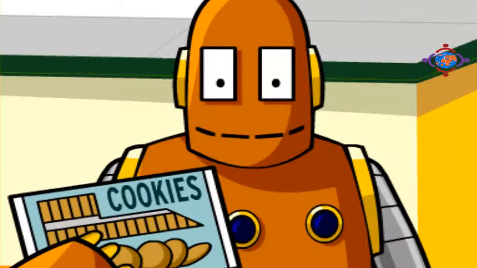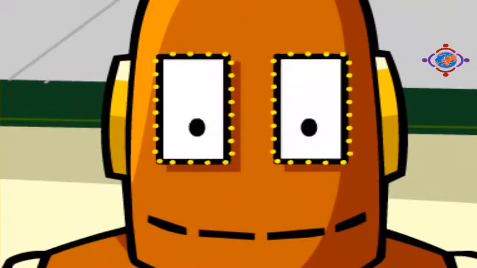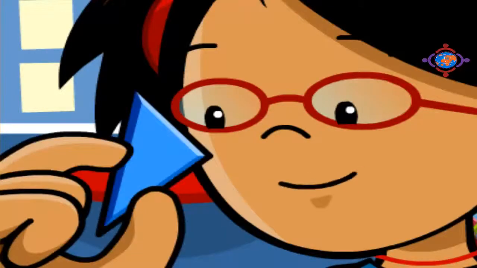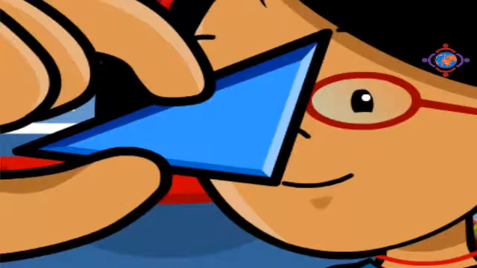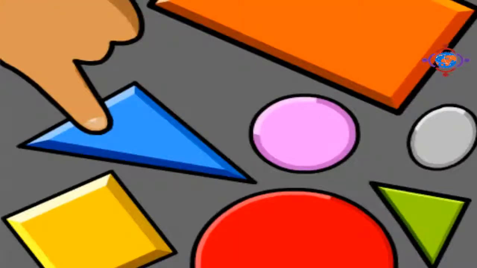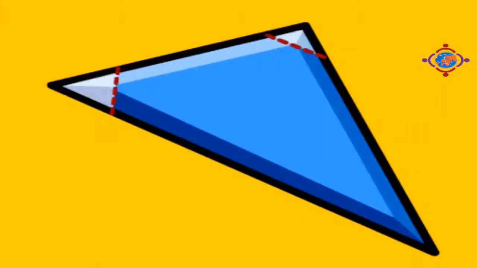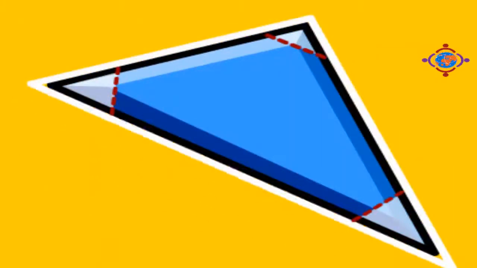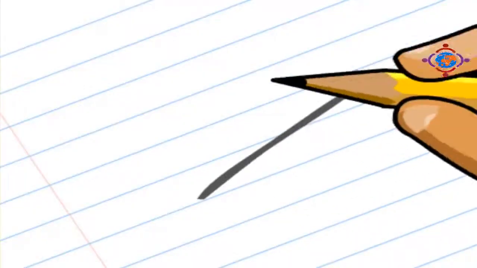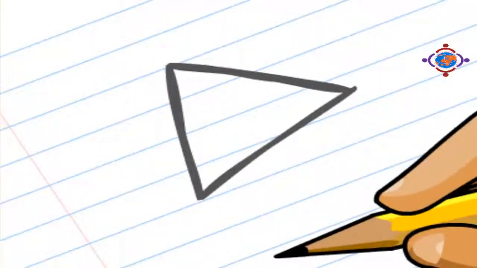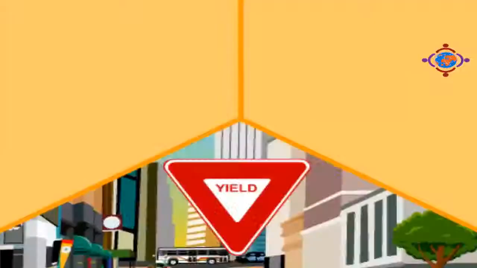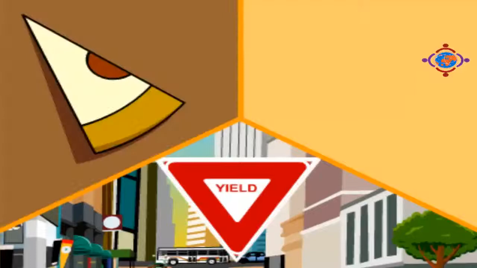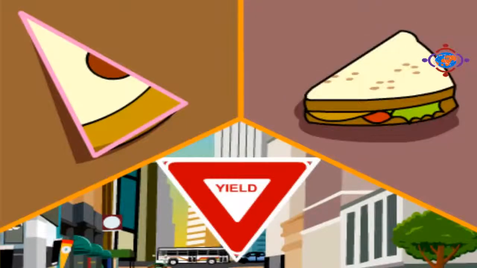Right, Moby. I guess you do see rectangles everywhere. But I also know shapes that have less than 4 sides. What is a triangle like? A triangle has 3 corners and 3 straight sides. Some triangle sides are all the same length. Other triangle sides are not the same length. Safety street signs, a slice of pizza, and half a sandwich can all be triangles.